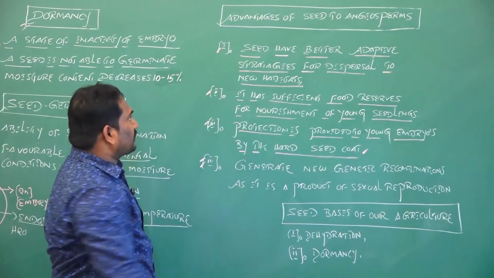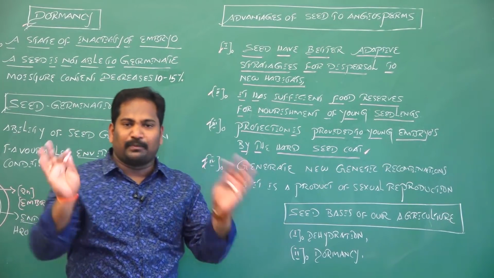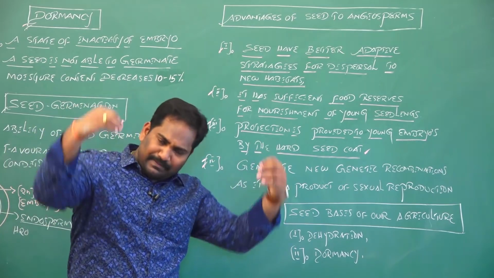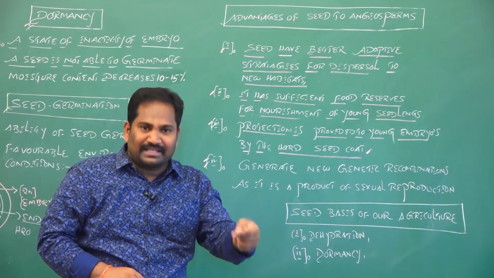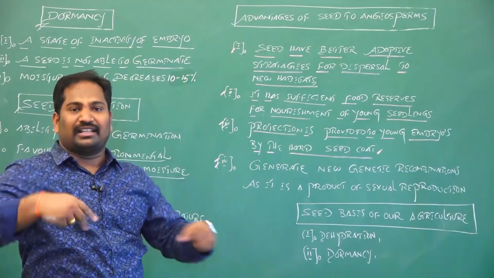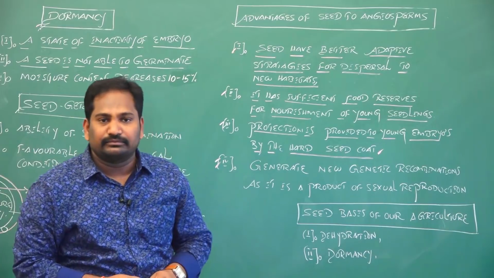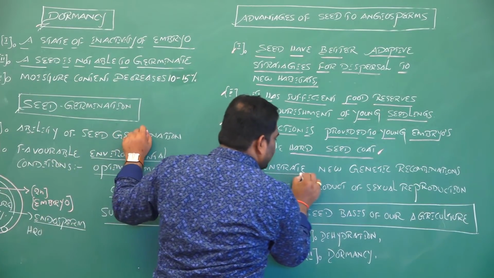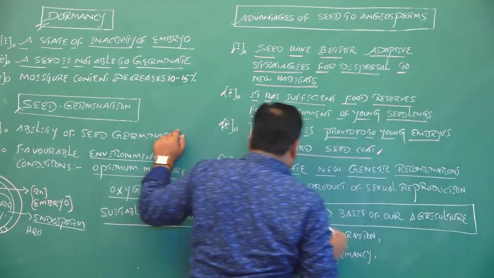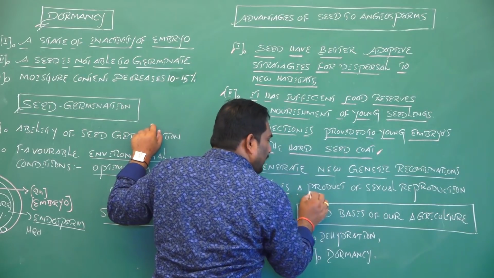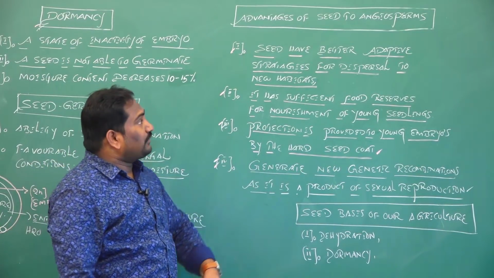The fourth characteristic feature or advantage of seed to angiosperms is that seeds are formed during sexual reproduction. Then meiotic cell division must take place. Whenever meiosis takes place during sexual reproduction, new variations are created in the next generation. Seed is the product of sexual reproduction. Meiosis compulsorily takes place, and then it generates new genetic recombinations as it is a product of sexual reproduction. These are the four advantages of seed.